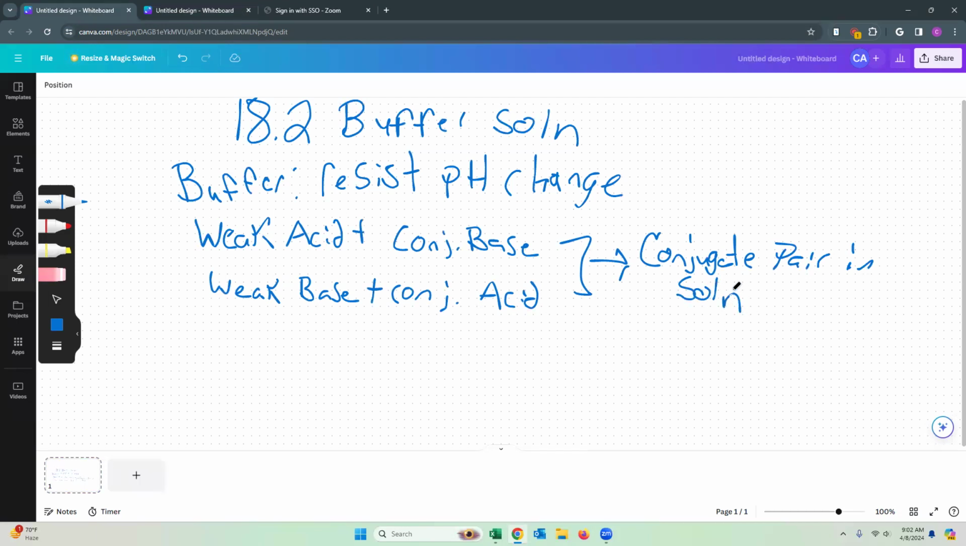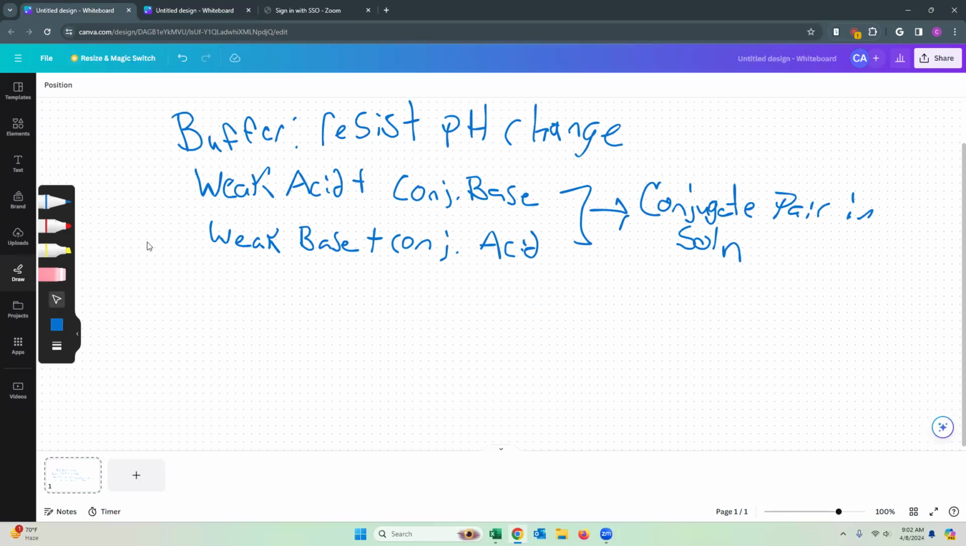Let me give you an actual real life biological example of a buffer. Let's talk about the buffer in your blood. Your cells, while they are making energy, make waste products, and one of them is CO2. And CO2 is nonpolar. Remember those definitions back from the beginning of the semester? So CO2 is a nonpolar substance.